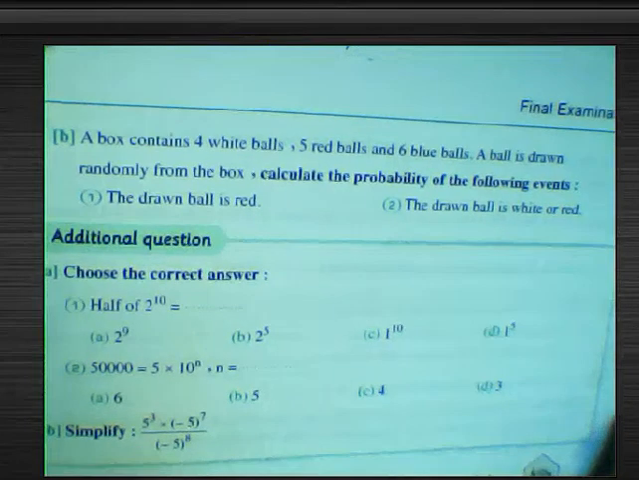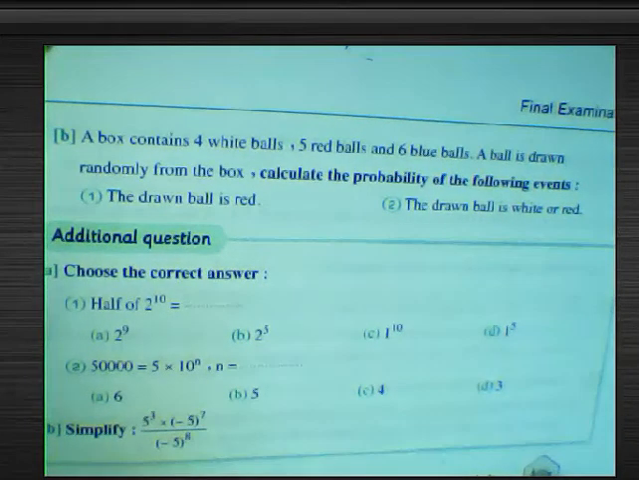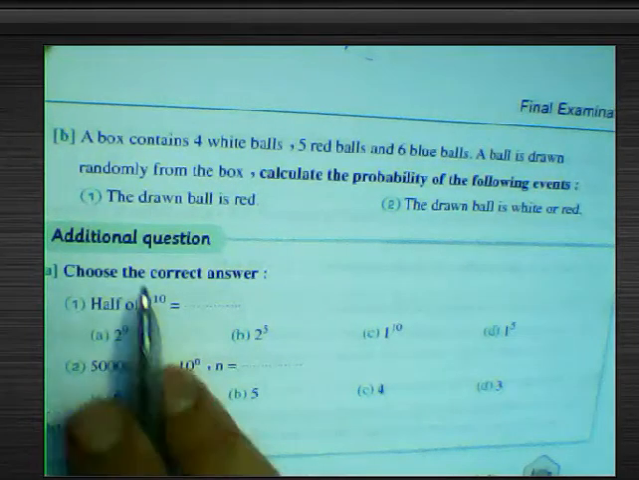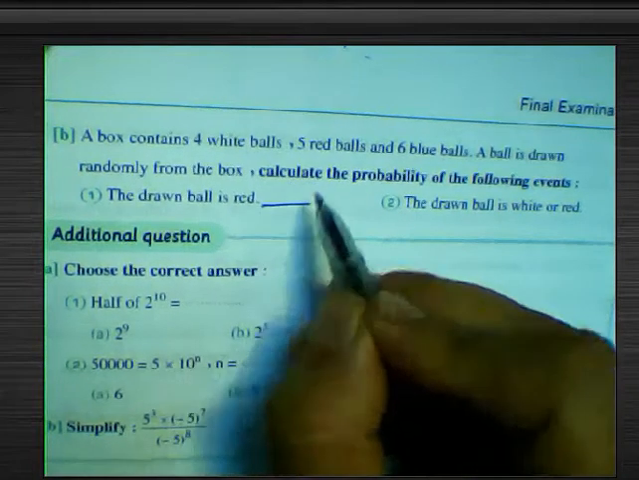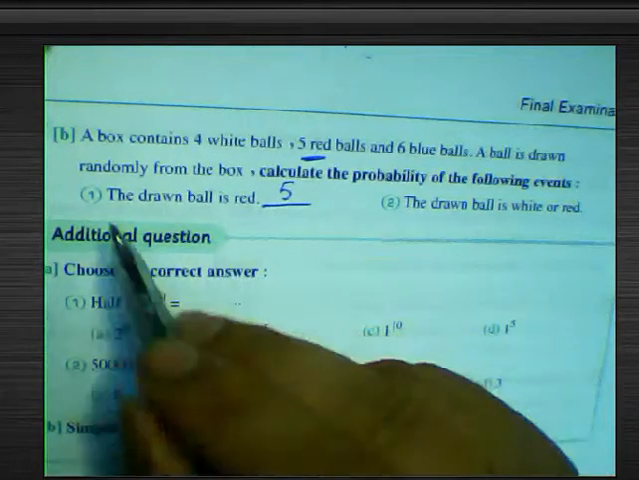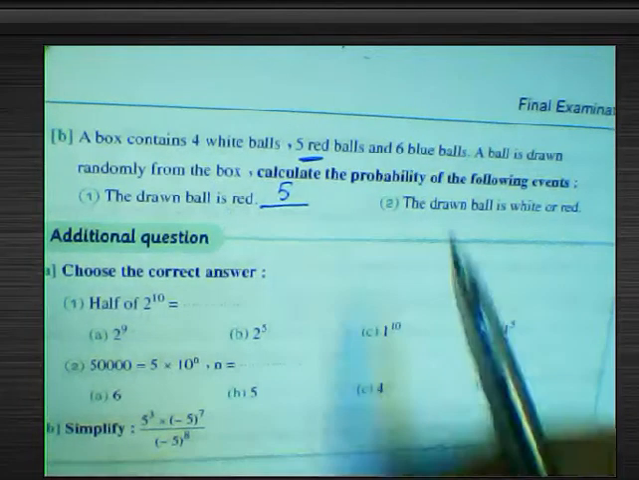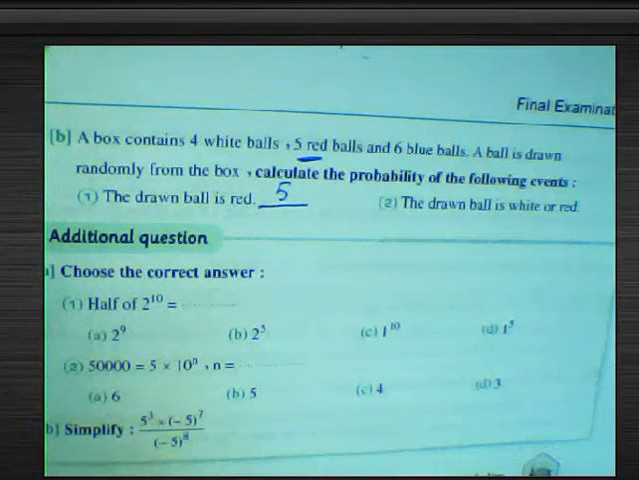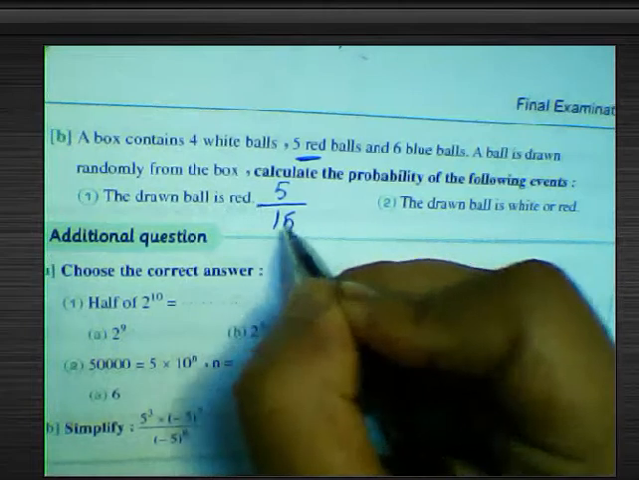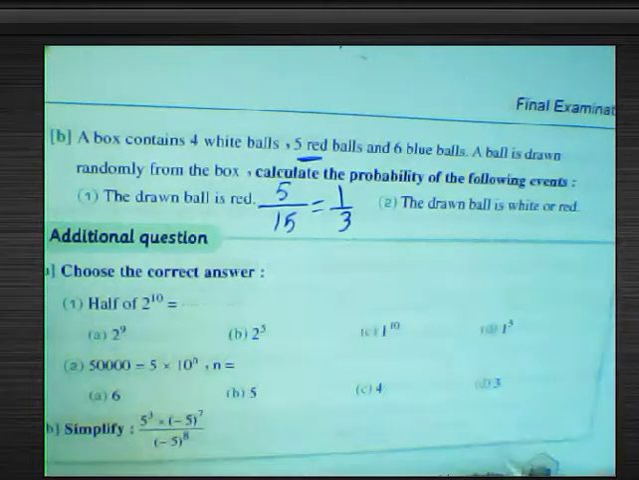A box contains 4 white balls, 5 red balls, and 6 blue balls. A ball is drawn randomly from the box. Calculate the probability of the following events. Number 1, the drawn ball is red. We have 5 red balls, and all the balls are the sum of them: 4 plus 5 plus 6. 4 plus 5 equals 9. 9 plus 6 equals 15. The result will be 5 over 15. It will be 1 over 3.